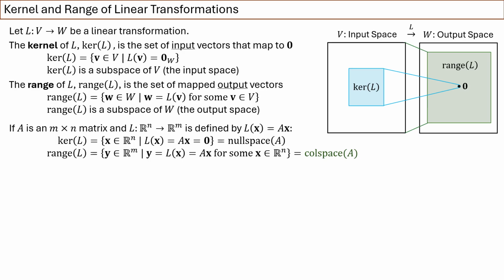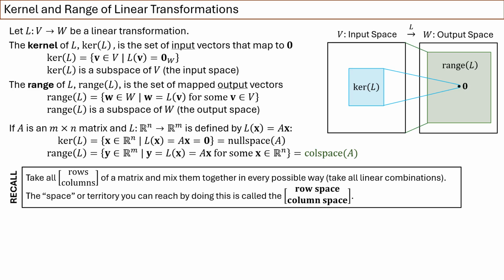Here, our inputs are vectors in Rn, and our outputs are in Rm. In this context, the abstract kernel is exactly the same thing as the null space of matrix A. It is the set of all vectors H such that A times H equals 0. Similarly, the abstract range is exactly the same thing as the column space of A. It is the set of all vectors Y that can be produced by A times X.